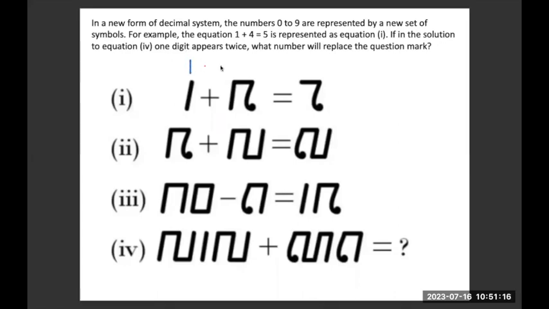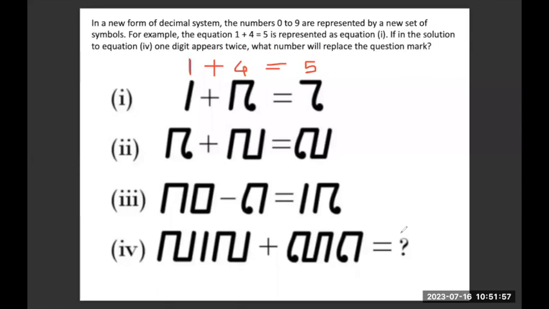Sorry. This first equation means 1 plus 4 is equal to 5. This symbol is 1, this symbol is 4, and this symbol is 5. Between 0 to 9, you are given the coding for 1, 4, and 5. 1, 4, and 5 look like this. So what will this number at the end come to, what will it look like?